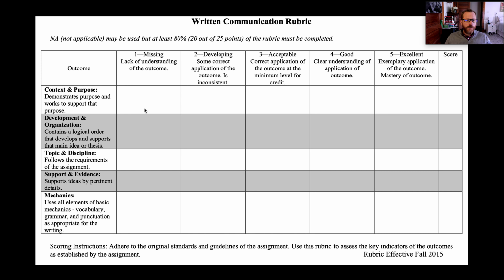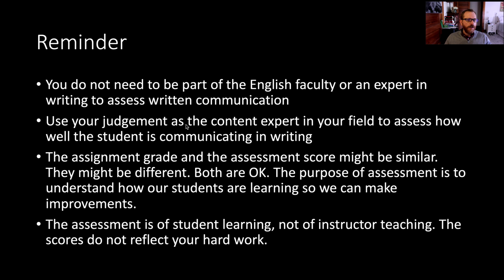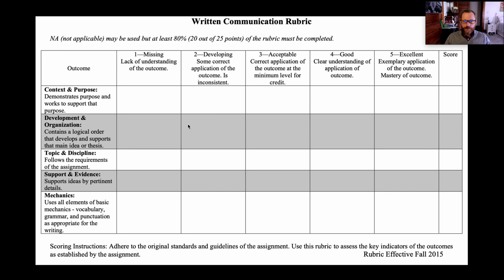And you say, okay, well, overall, did the student demonstrate the purpose of the assignment and the context? Yes or no, and where on that level? If it's a no, then right here. If it's yes, where on the scale does that student work fall? The same way it goes for development, organization, topic and discipline, support, evidence, and mechanics.